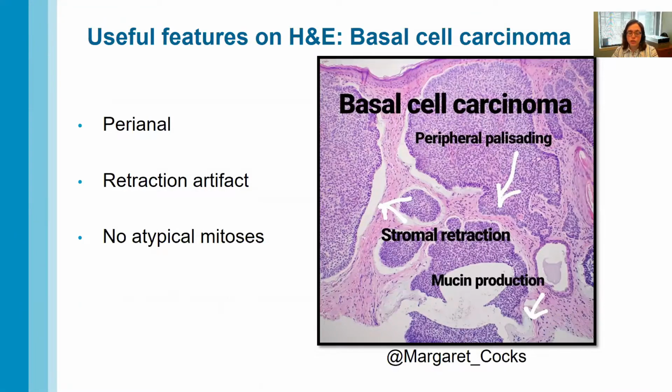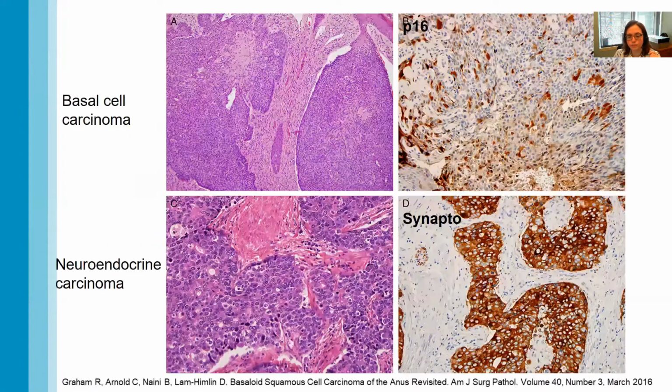What useful features can we use on H&E to differentiate squamous cell carcinoma, basaloid squamous cell, versus basal cell carcinoma? Number one would be the location. If it's located in the perianal skin, the possibility of basal cell carcinoma should be in the back of our heads. These tend to have a significant retraction artifact and they lack atypical mitotic figures. In addition, basal cell carcinoma is consistently P16 negative, so this is very helpful.